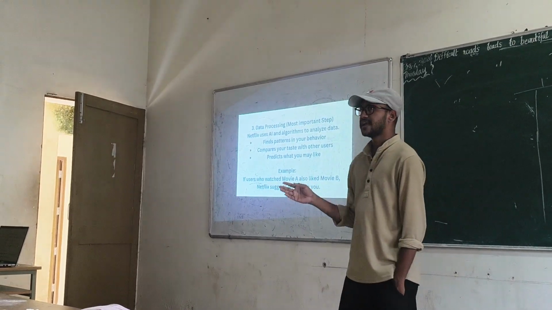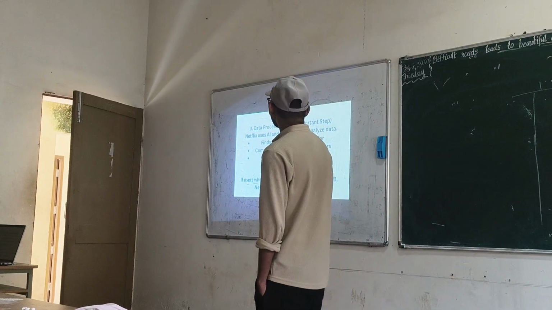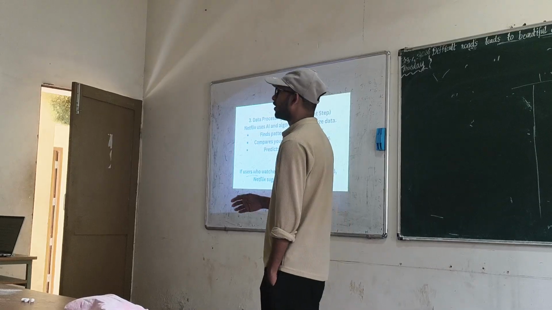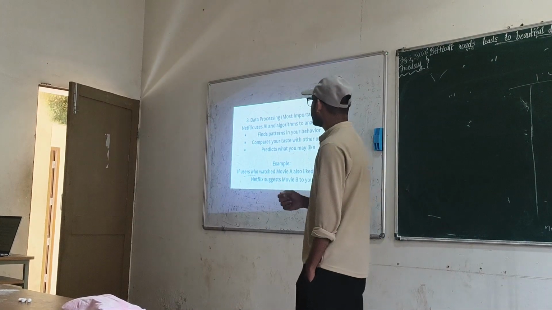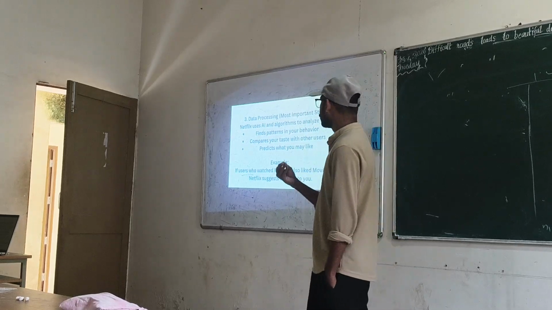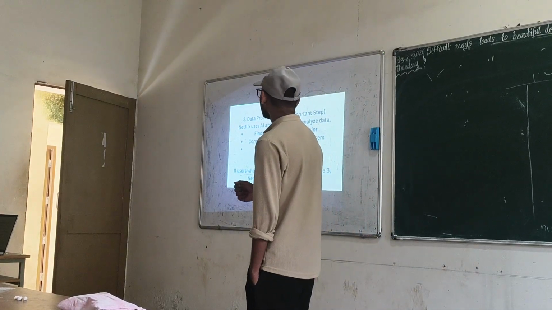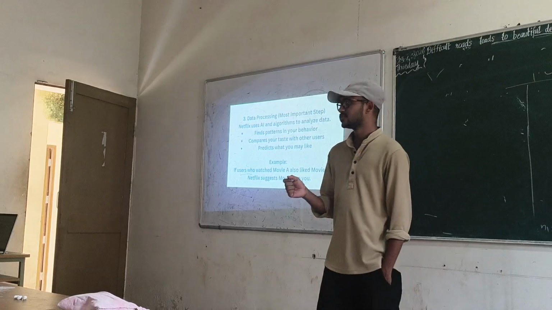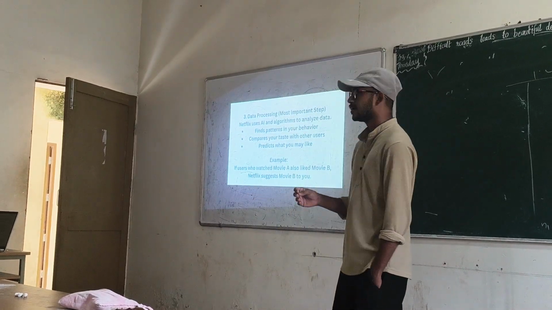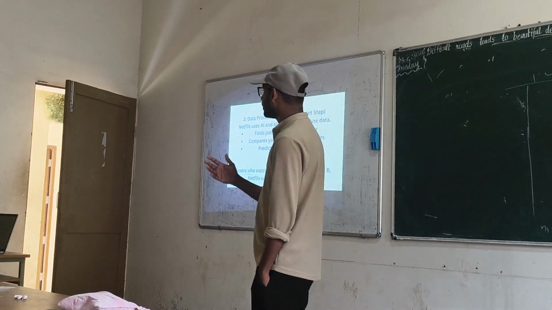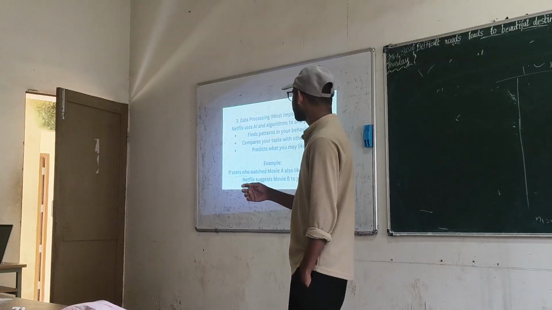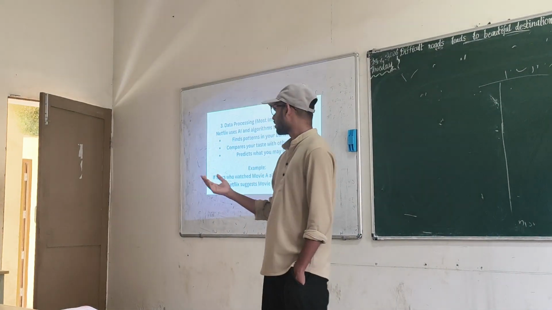And the stored data is processed using AI and algorithms to analyze data, find patterns in your behavior, compare your case with other users, and predict what you and they like. For example, if there are two users, and users who watch movie A also like movie B, there are chances that Netflix suggests movie B to another user.